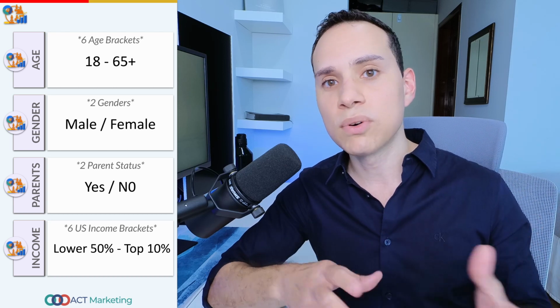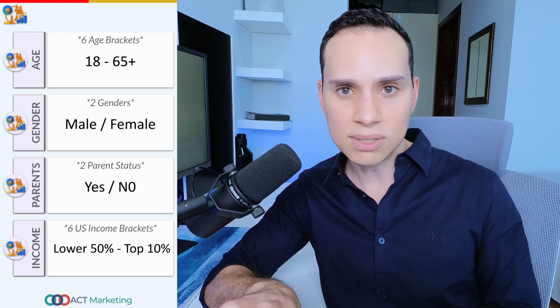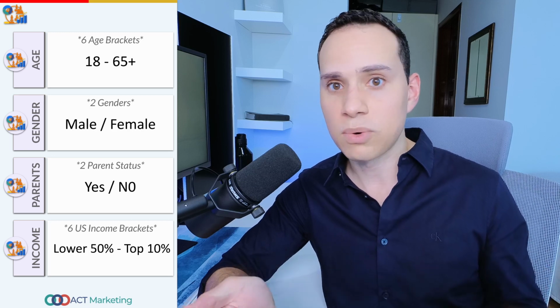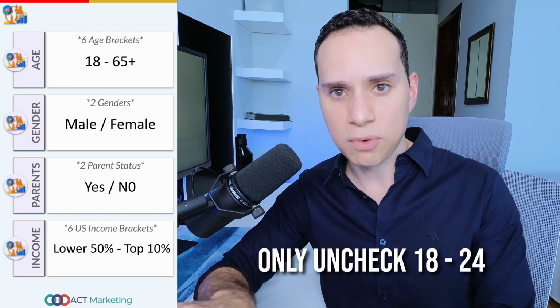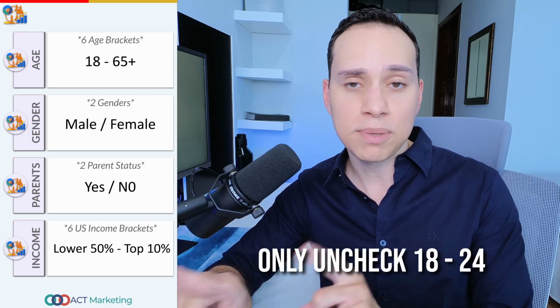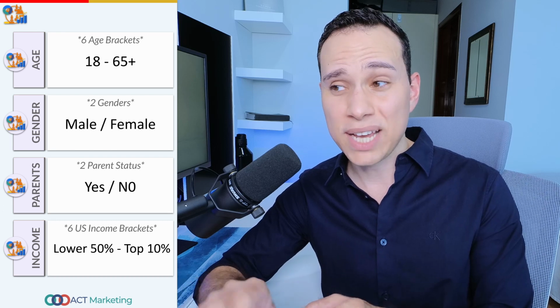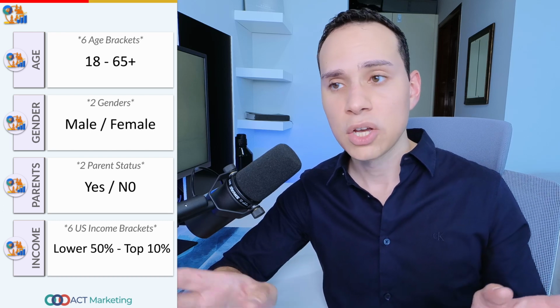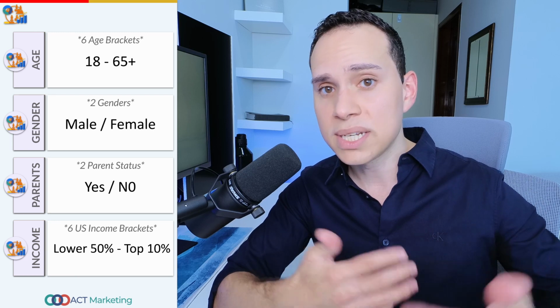That's because the more things you check off at this level, the more expensive your ads are going to be. So whatever your business or channel is, I recommend only unchecking 18 to 24, because that age bracket probably isn't buying your products or services. After that, just leave everything else alone because Google's automatically going to gather all this data for you.